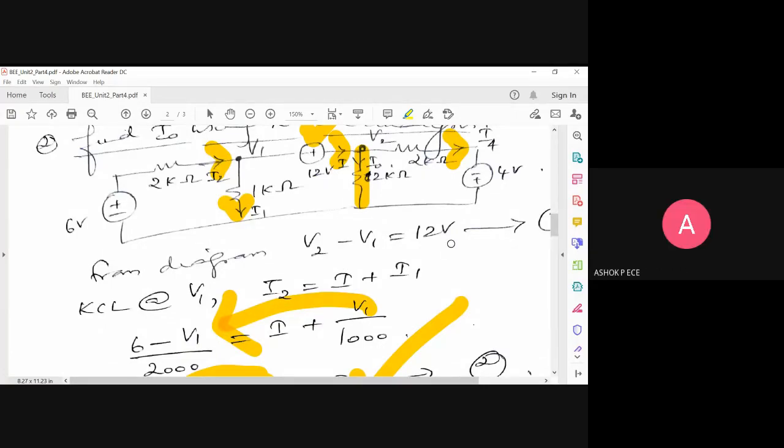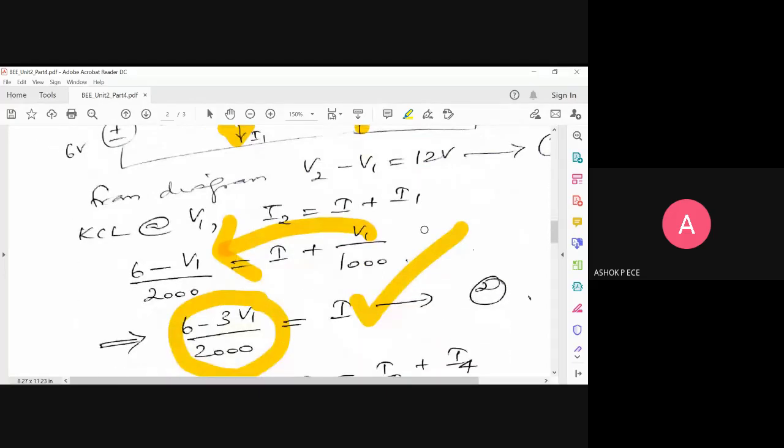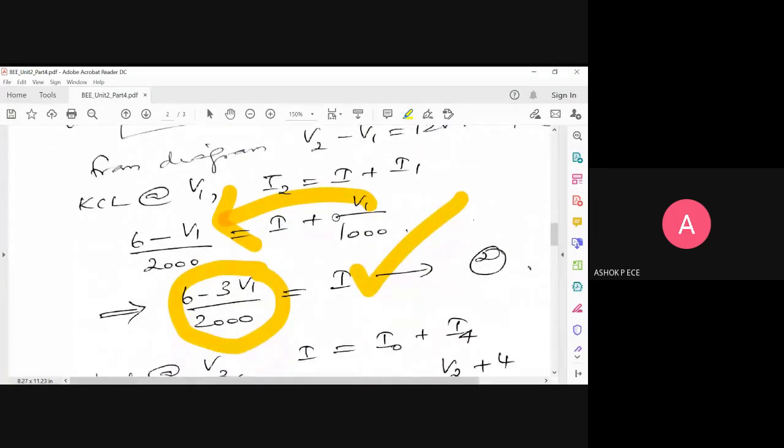Yes, sir. I want the KCL at node V2. I am showing you the first equation, what you got in KCL at node V1: 6 minus 3 V1 by 2000 equal to I. And as I told you, we cannot find this I unless we find V1 and V2. So by eliminating I only, you can find the node voltages. So I write everything in terms of I and I'll eliminate this unknown variable I.